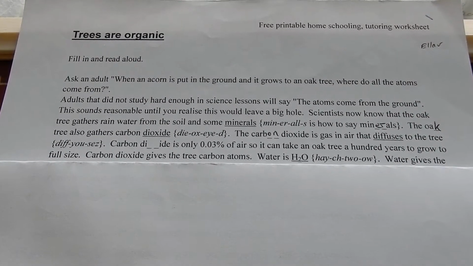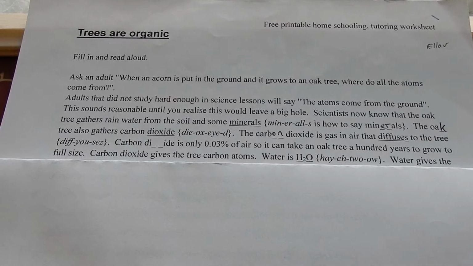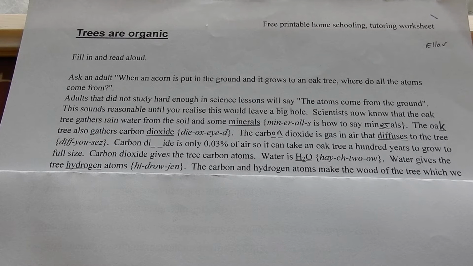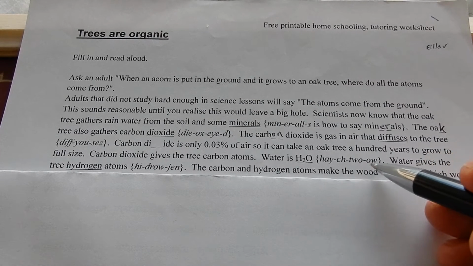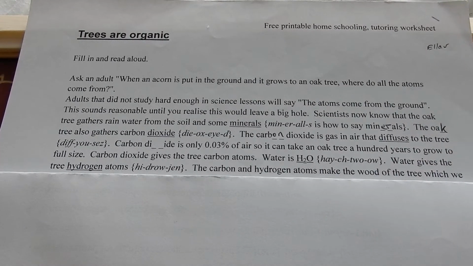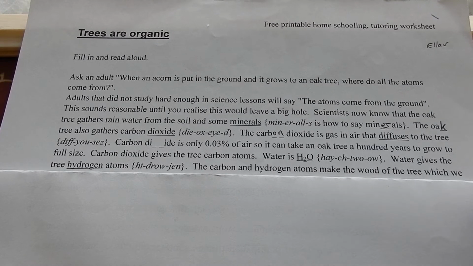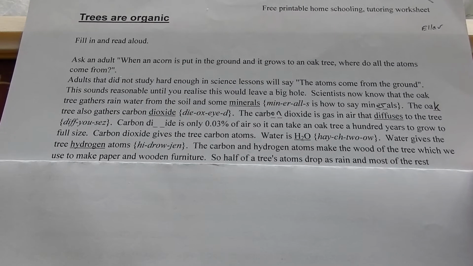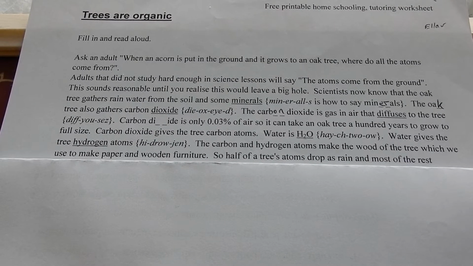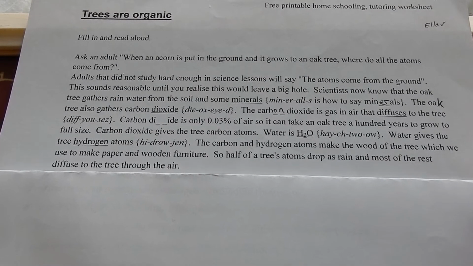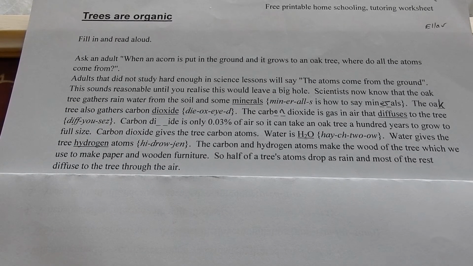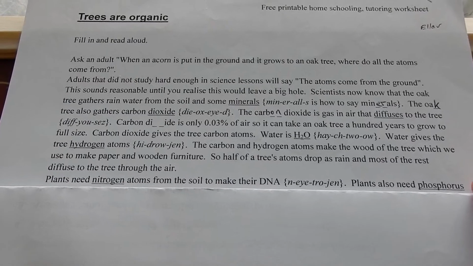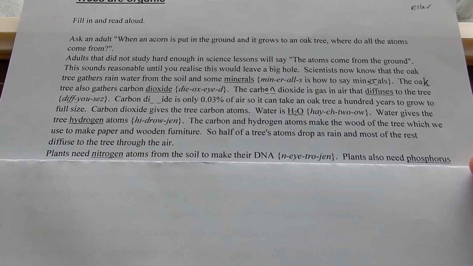Carbon dioxide gives the tree carbon atoms. Water is H2O. Water gives the tree hydrogen atoms. Carbon and hydrogen atoms make the wood of the tree, which we use to make paper and wooden furniture. So half of a tree's atoms drop as rain, and most of the rest diffuse to the tree through the air.